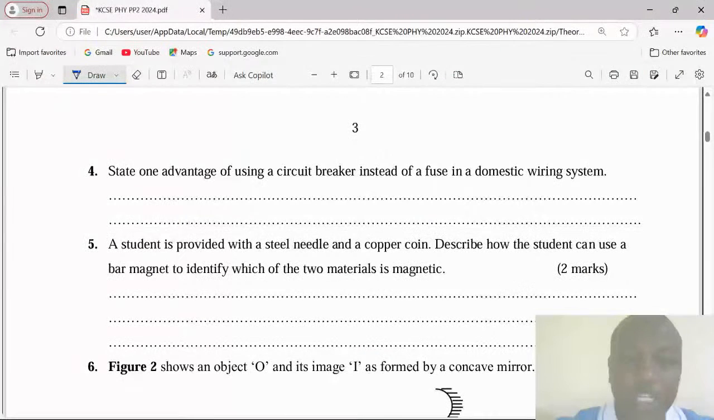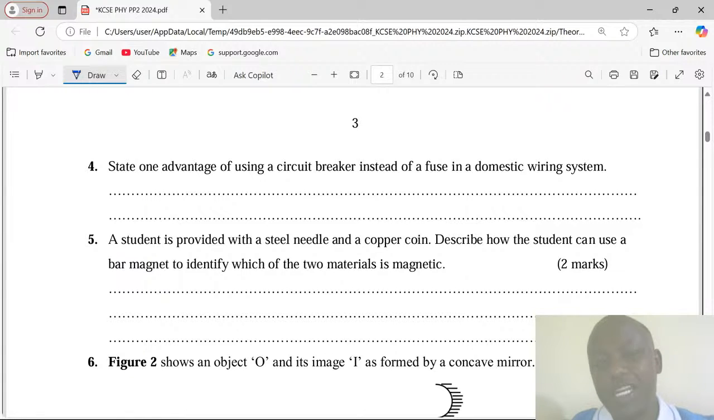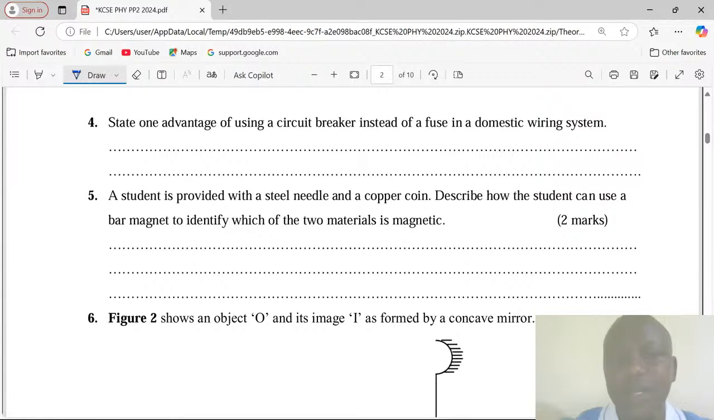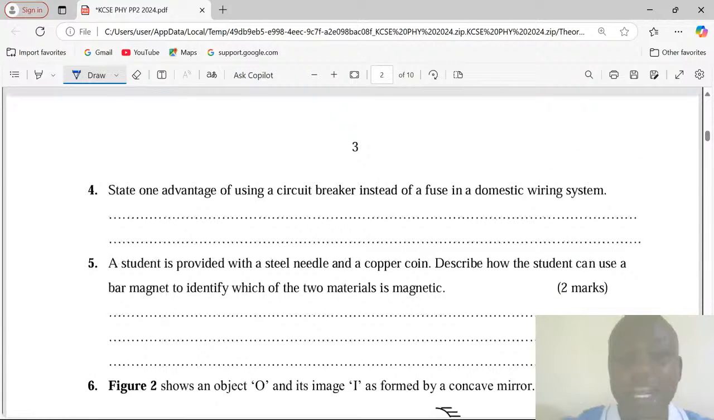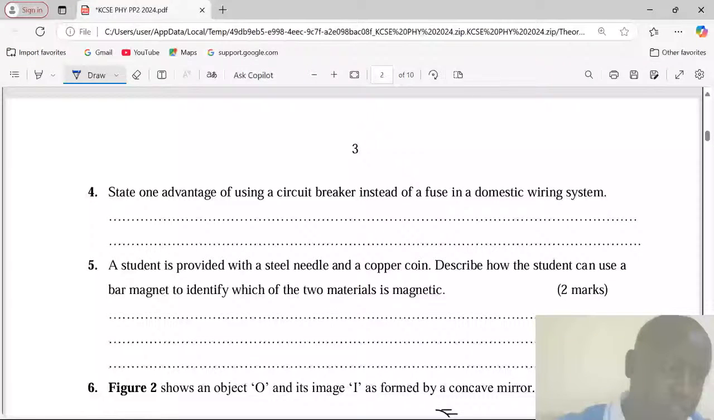Looking at how to state one advantage of using a circuit breaker instead of a fuse in a domestic wiring system. The two are used for the same purpose, that is safeguarding electrical appliances from excess currents. But now we are saying that a circuit breaker has an added advantage. I will give two main ones.